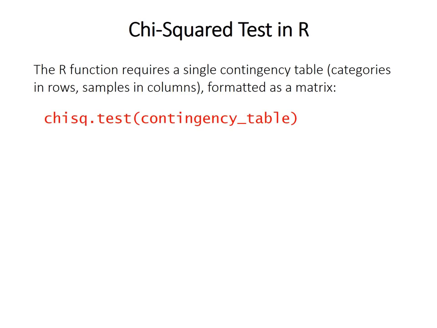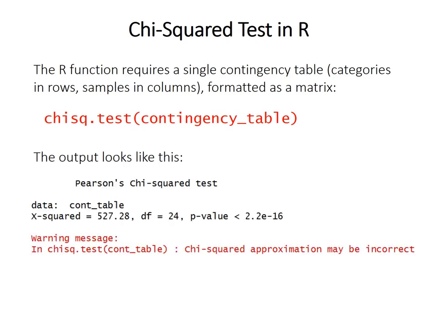In R, the chi-squared test requires just one contingency table as its input. For the type of table that you'll have in the geosciences, it should be formatted so that your categories are the rows and the samples in which you've measured those categories are the columns. The function is called chisq.test, and its output looks like this.